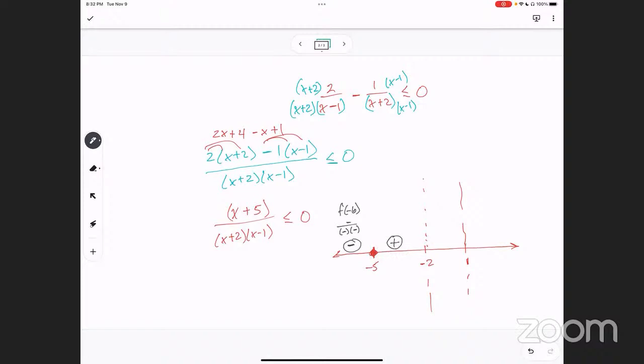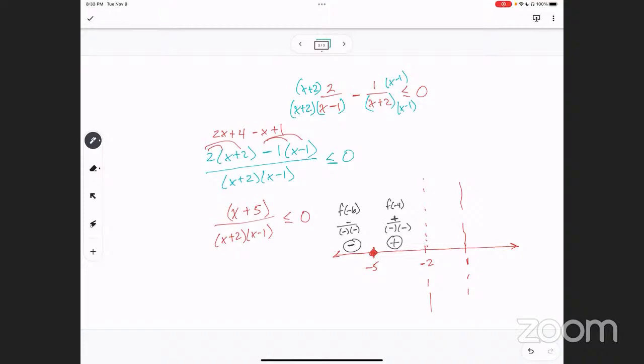So you can test something. Let's plug in -4. What am I going to get? Positive. Okay, -4 plus 5 is positive. -4 plus 2 is negative. And then -4 minus 1 is negative. Which is positive, right? So it's positive. That worked out.